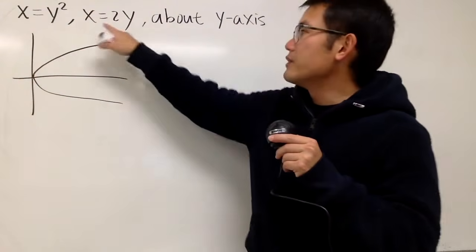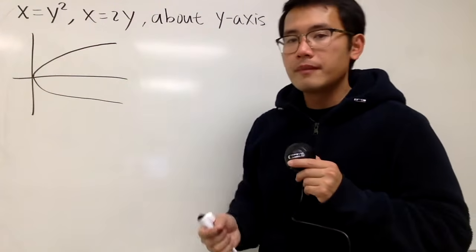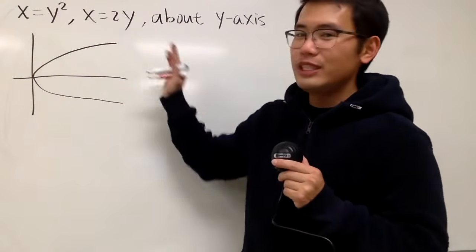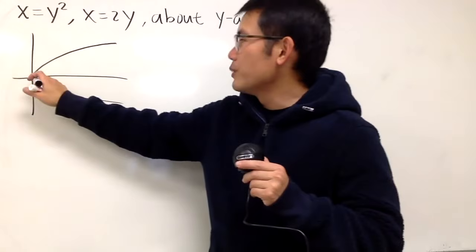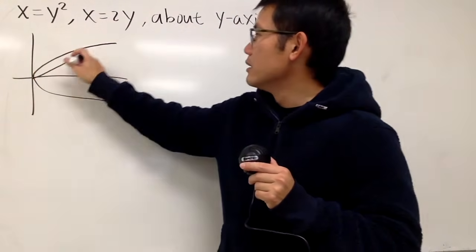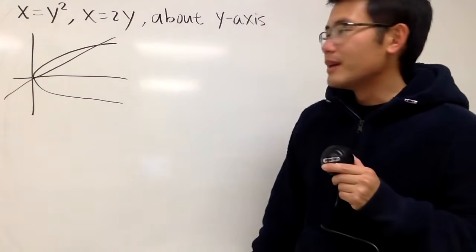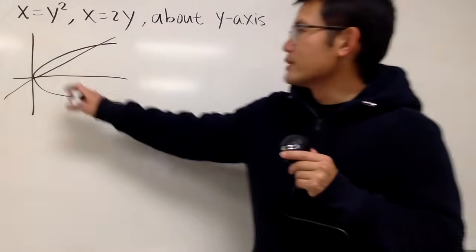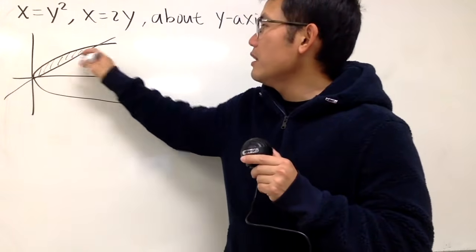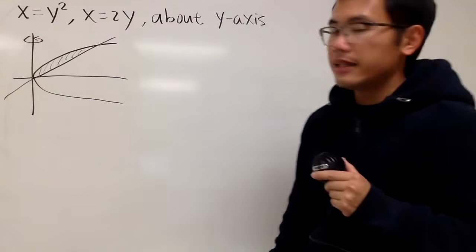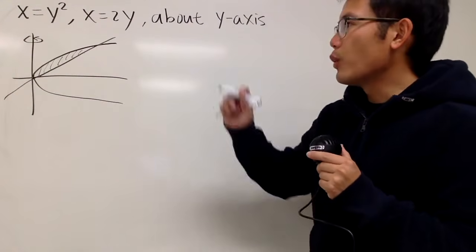And secondly, we have x is equal to 2y. This right here, if you would like, you can just divide both sides by 2. So you just get y is equal to 1/2 x. Anyway, it's just going to be a line, and then you have a slope 1/2. So it's going to be something like this, right? So that's what we have. And of course, the region is this right here, and we are going to rotate it about the y-axis like that. And it's a good idea to find out where they intersect.